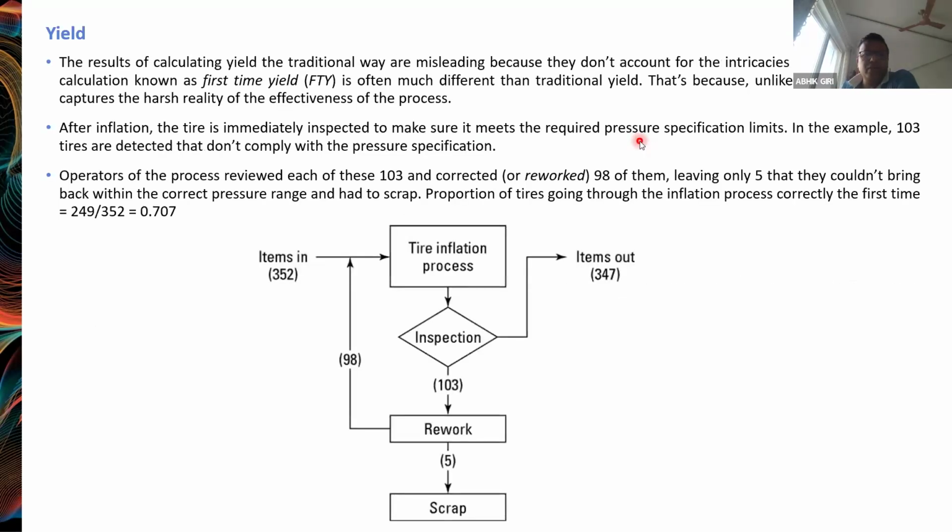Okay, so I'll not go through all this, but essentially what happens is after we inspect that there is some issue, sometimes products go for rework, and even after rework, sometimes it still turns out to be defective. Then we scrap that product. And yield is again measured as items out by items in.